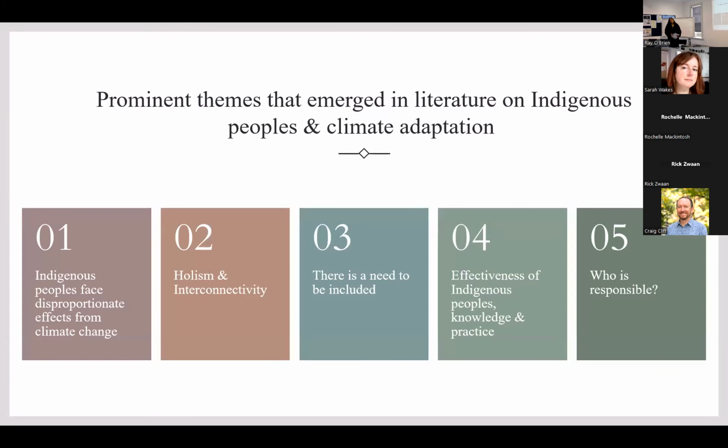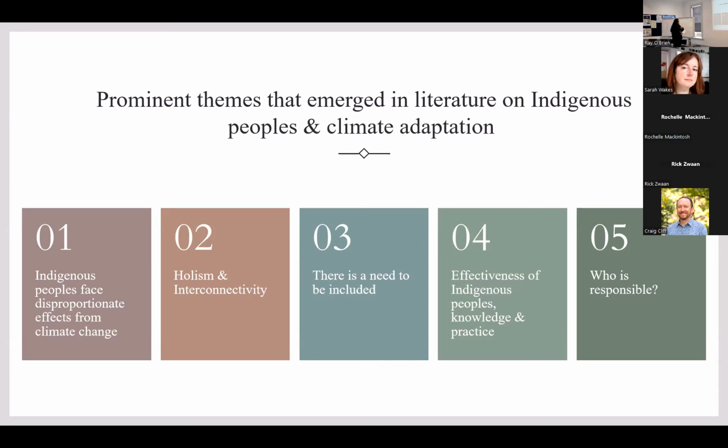Okay. So moving on, we had 5 prominent themes come up within our literature surrounding Indigenous peoples and climate change adaptation. So our first theme looked at how Indigenous peoples face disproportionate effects from climate change. And this is shown with Indigenous cultures being universally vulnerable and typically the first to bear the brunt of climate change-induced challenges. The second theme was holism and interconnectivity, where Indigenous people have long and multi-generational histories of interactions with environments that include coping with environmental uncertainty, change, and variability.